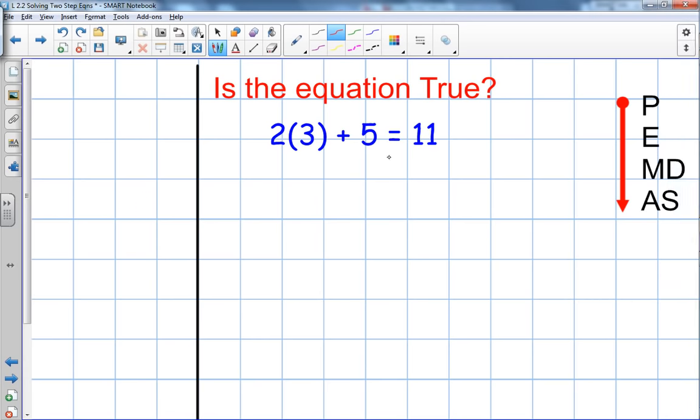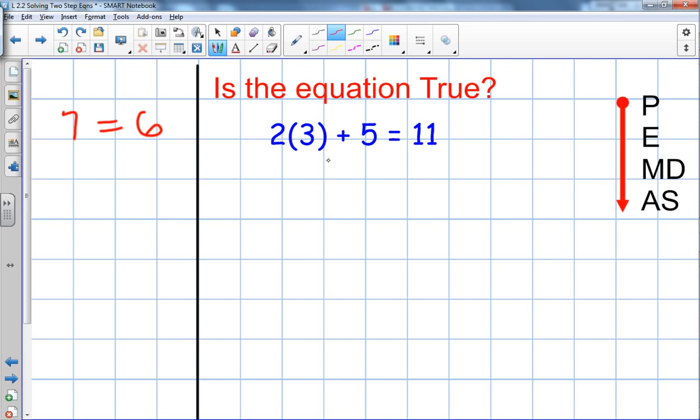What I have here is an equation. Remember, this is an equation because it has an equal sign. Also remember that equations don't necessarily have to be true. For example, 7 equals 6 is an equation because it has an equal sign, but it's not true because 7 does not equal 6. Now the question is this equation, 2 times 3 plus 5 equal to 11, is it a true equation?